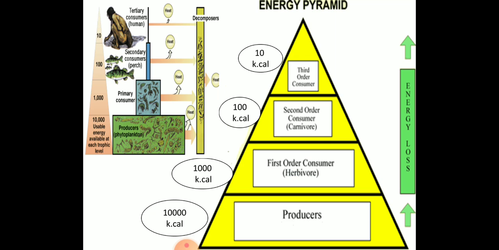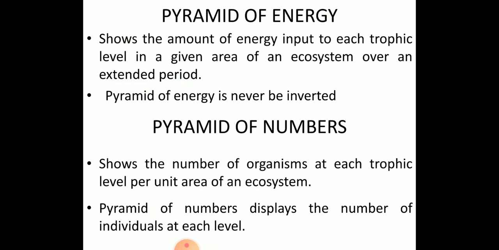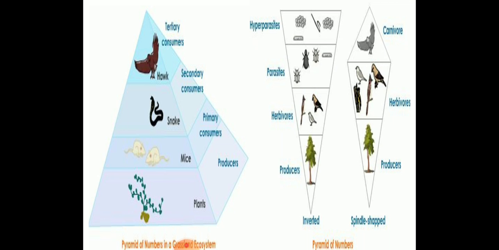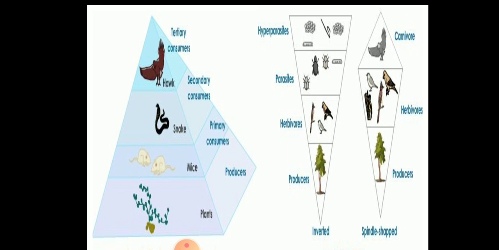That's one type of ecological pyramid, that's a pyramid of energy. The second one is pyramid of number. Here the number of organisms in each trophic level per unit area of an ecosystem will be represented. Pyramid of number is displayed in the number of individuals at each trophic level. So this picture shows the number of organisms in each trophic level.